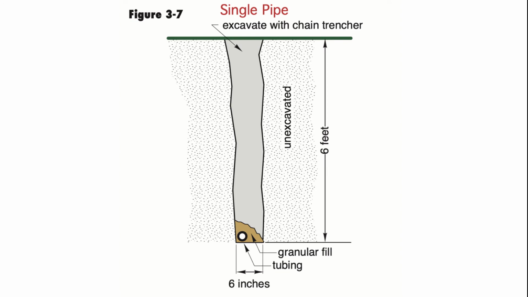Depicted in figure 3-7 is a single pipe trenched system. Essentially, the excavation is done with a chain trencher, which is capable of giving you a trench that's 6 inches wide and roughly 6 foot deep. A single pipe is laid in the bottom of this trench, and then it is backfilled and compacted.